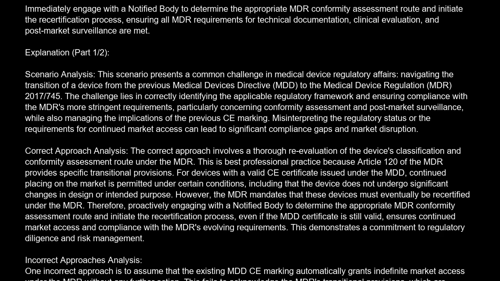Therefore, proactively engaging with a notified body to determine the appropriate MDR conformity assessment route and initiate the recertification process, even if the MDD certificate is still valid, ensures continued market access and compliance with the MDR's evolving requirements. This demonstrates a commitment to regulatory diligence and risk management. Incorrect approaches analysis. One incorrect approach is to assume that the existing MDD CE marking automatically grants indefinite market access under the MDR without any further action.